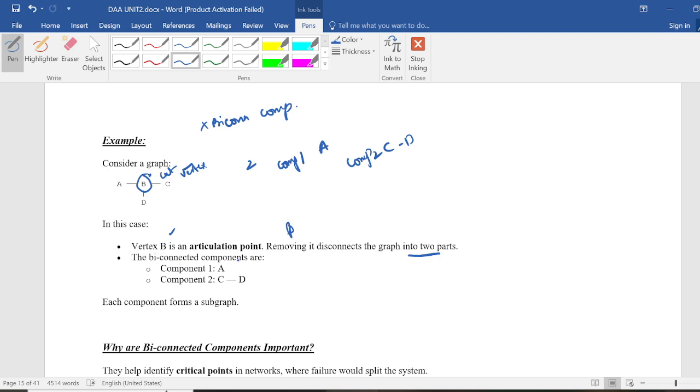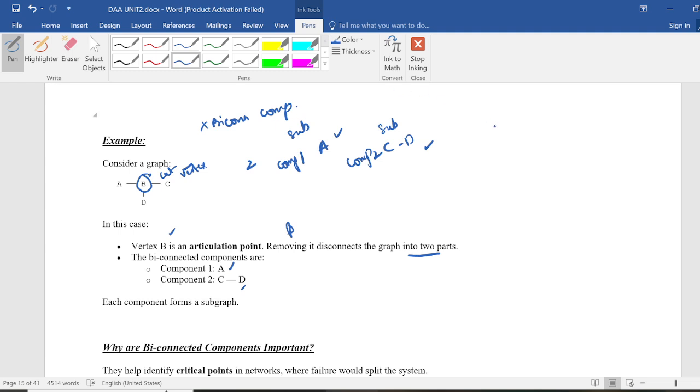The components are now A and CD. Each component forms a subgraph. This is one subgraph and this is another subgraph.